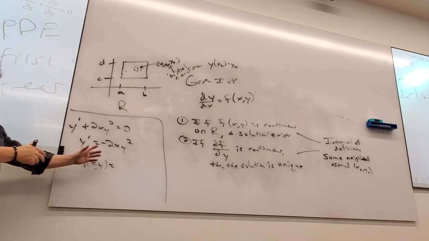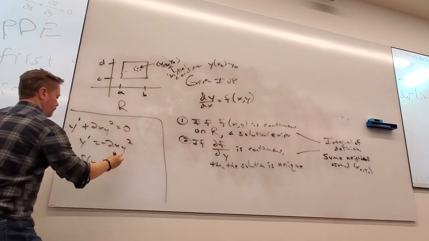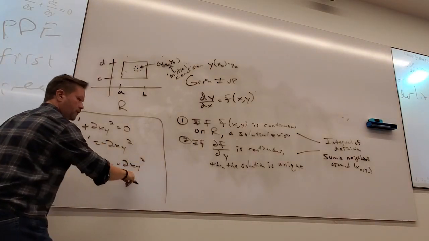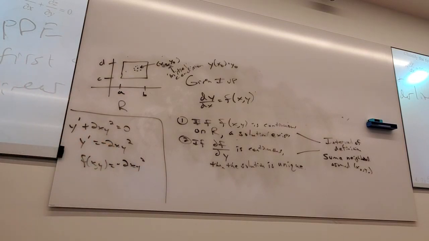What's f of x, y? Minus 2xy squared. Is that continuous on some region? Is it discontinuous anywhere? Nope. Now here's the part that some of you have never been shown how to do.